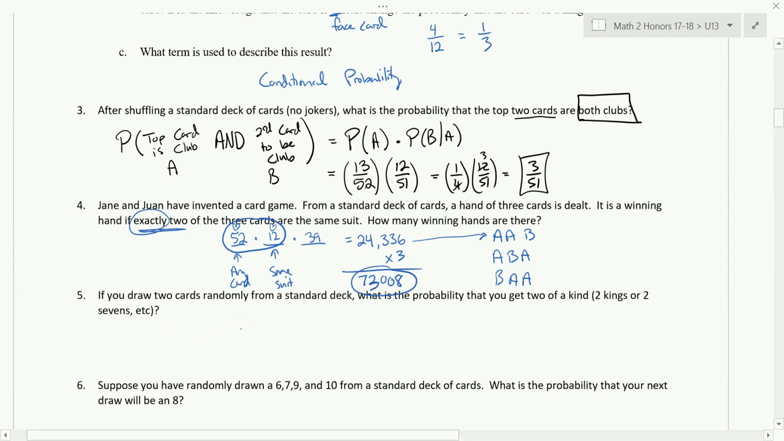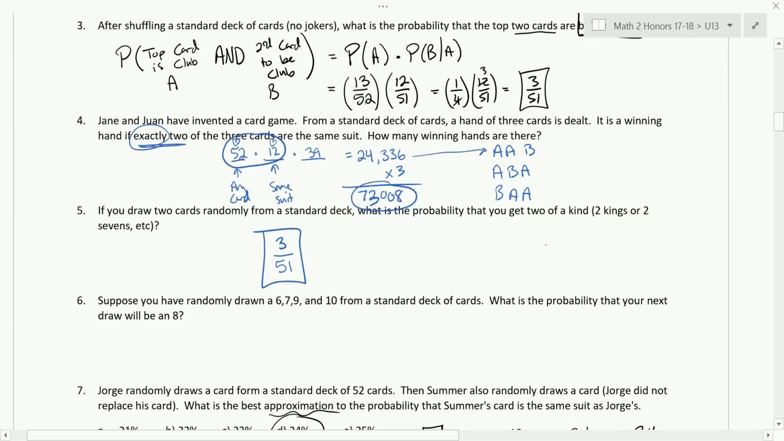So you pick a card, and how many cards are left in the deck? 51 left. And you're holding a card, and you want to match it. How many other cards are in the deck that match your card? Here's your answer. There's a 3 out of 51 chance that that second card will match your first card. Okay.